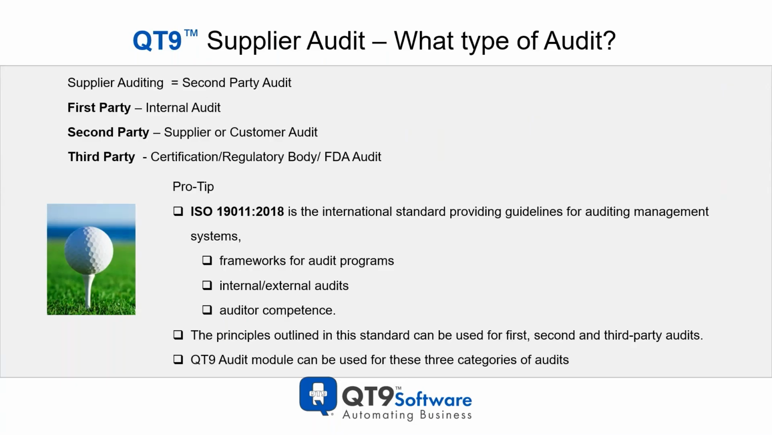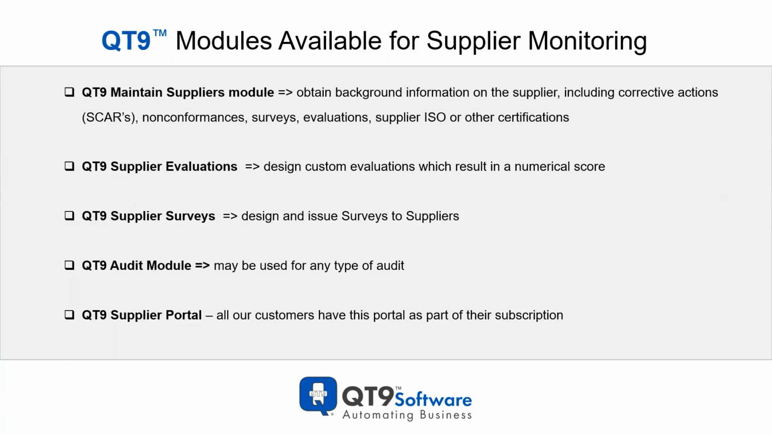I just wanted to pop in a tip here. This guideline, ISO 19011:2018, is an international standard that provides guidelines for auditing management systems. It's a framework for audit programs, internal and external audits. It looks at auditor competence. It applies to all ISO standards, and the principles outlined in the standard can be used for first, second, and third party audits. It's an excellent guidance document, extremely comprehensive, and I highly recommend it. And QT9, by the way, can be used for all 3 categories of audits, even though we're just focusing on supplier auditing for today.